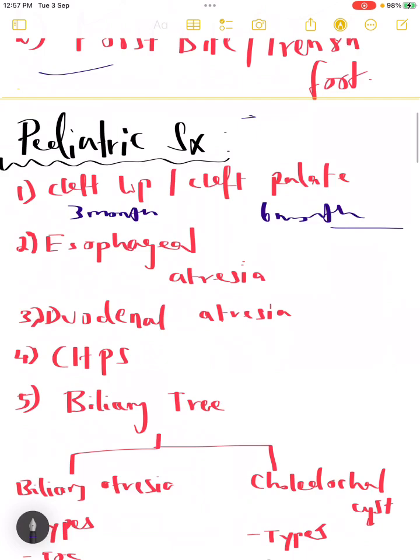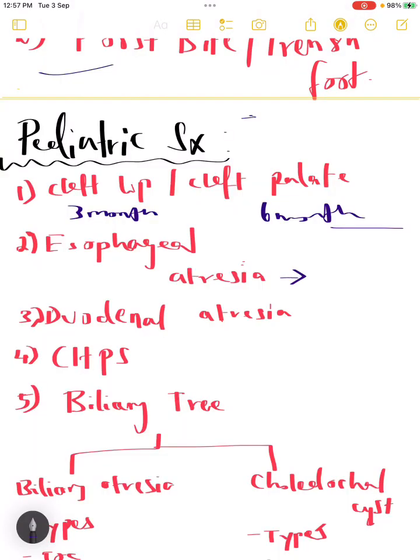Then esophageal atresia. Esophageal atresia is very important. I'll tell you one important question from esophageal atresia. The symptoms will be drooling of saliva within a few hours after birth, and if you try to give an endotracheal tube, imagine this is the esophagus, there will be a coiled or spring, I think. I'm not sure of the term.